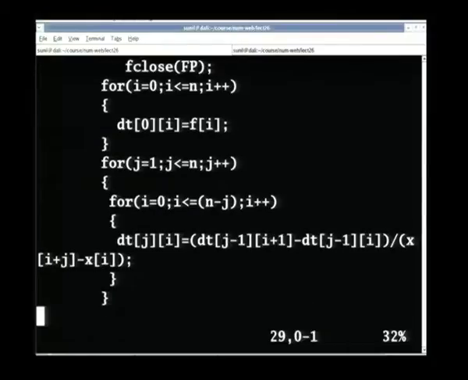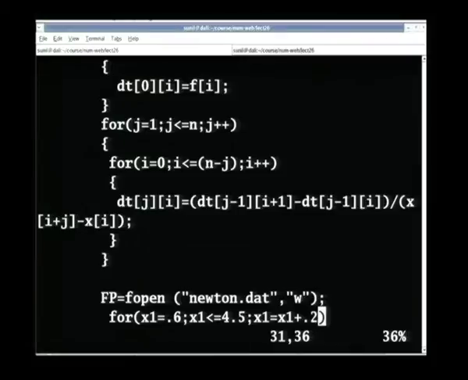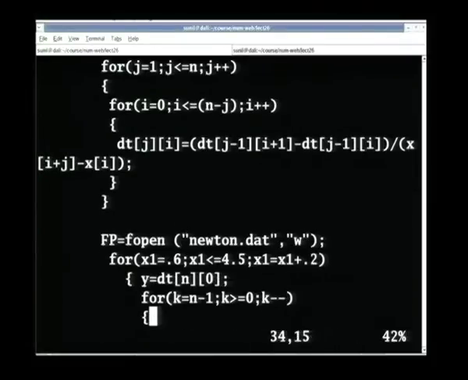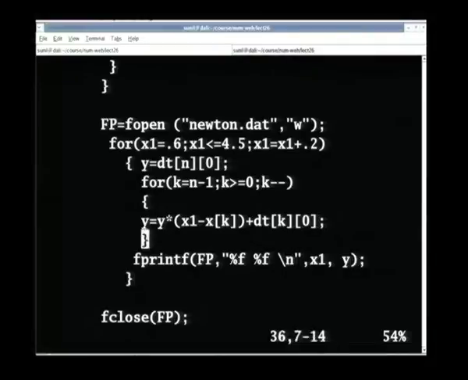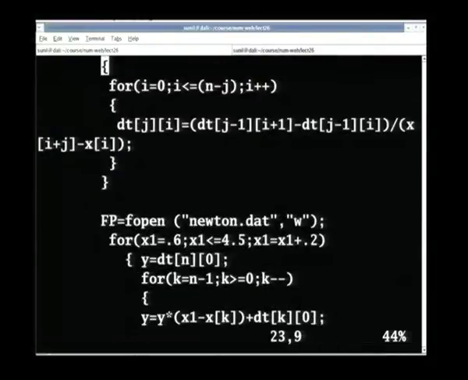Here I have ignored the fact that this is equidistant, and we know that if the points are equidistant, we can simplify this procedure. I am just writing a general program which actually works for any tabulated set of points, not necessarily equidistant. So, once you have that divided difference, now we can compute the derivative polynomial and the derivative.